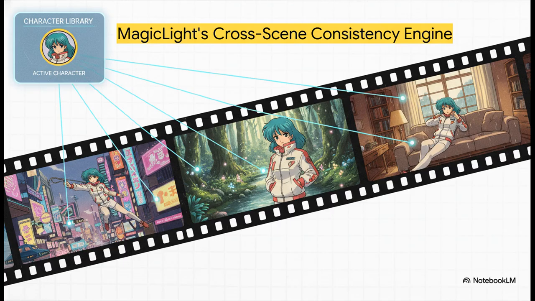You know, a huge problem with AI video generators is character consistency. You create a character, and then in the next scene, they look different. It's so frustrating. Well, MagicLight tackles this head-on with something they call a cross-scene consistency engine. Not only does it keep your characters looking the same scene after scene, but it even lets you create and clone your own characters. Pretty cool.